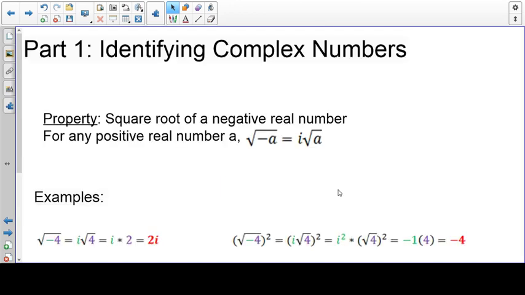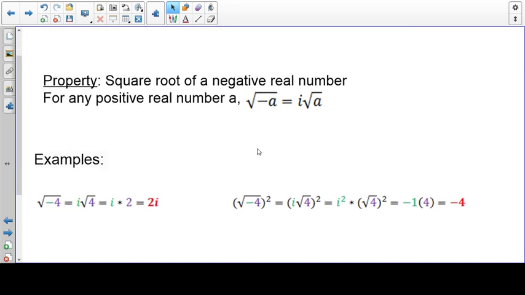Alright, identifying complex numbers. So just like taking the square root of a normal number, I can now take the square root of a negative number because the negative part just turns into i. The square root of -4 is just 2i, because the square root of 4 is 2. The square root of that negative is i. And then if I have that quantity squared, it's just -4.